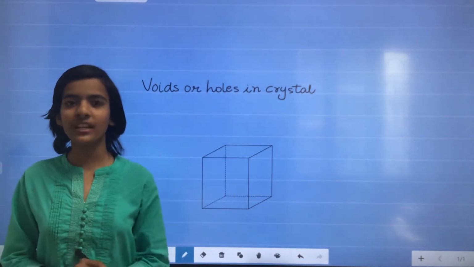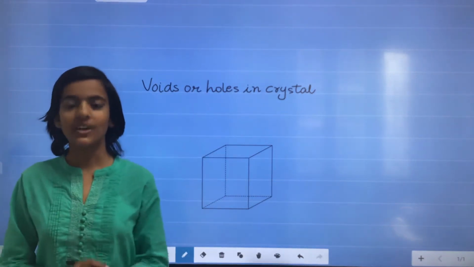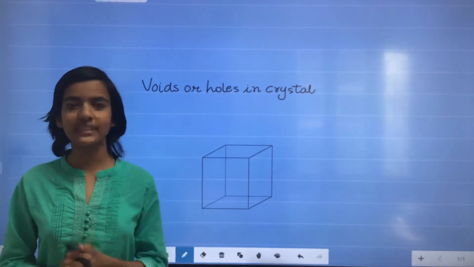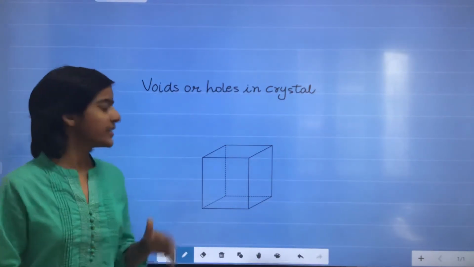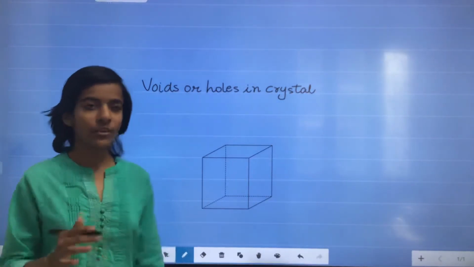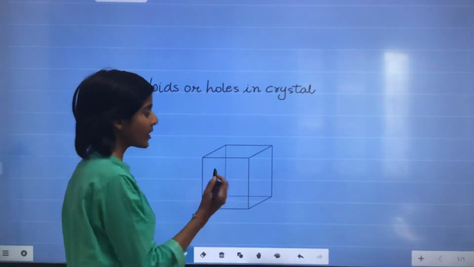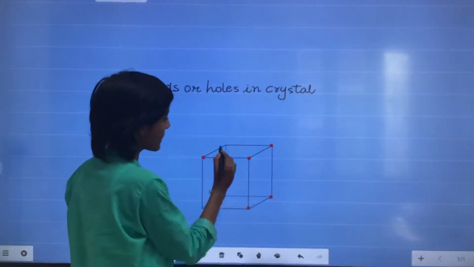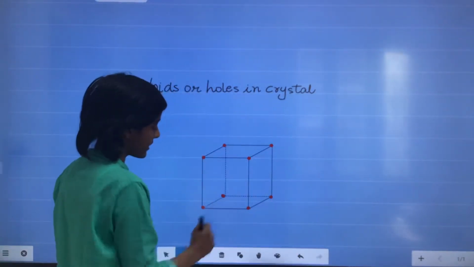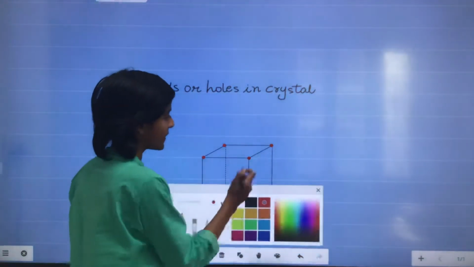In this video, we will learn about voids or holes in crystals. Voids are the empty spaces present in the crystalline lattice. In this video, we will learn about the voids in the FCC crystals. You all know about the FCC crystals, that in this the lattice points are present at the corners and at the face centers.